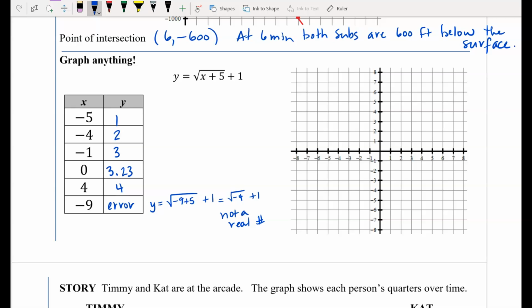So then plotting those points, remember to count from your origin. Your x value is horizontal, so -5. Your y value is vertical up to 1. There's our first point. -4, 2, -1, 3, and then 0 is a little bit bigger than 3, and then 4, 4, and then based on the graph we had in our calculator, we know it's going to go that way. There is no graph for values smaller than -5 because they do the same thing that -9 did and cause a result that's not real. They cause a negative underneath the square root.